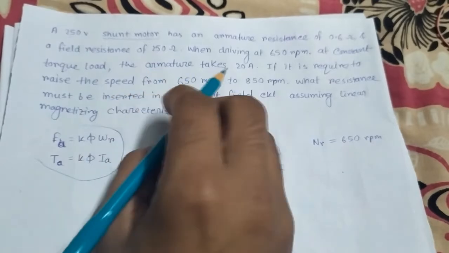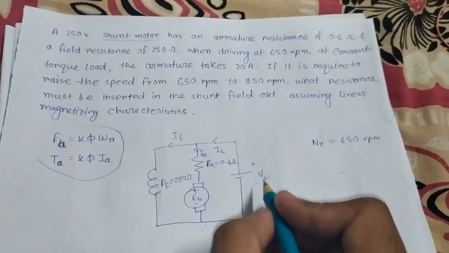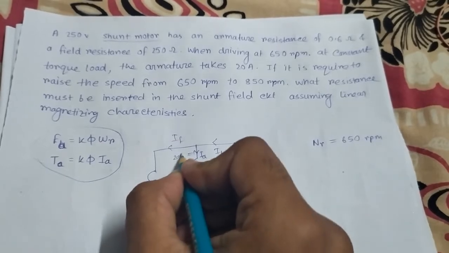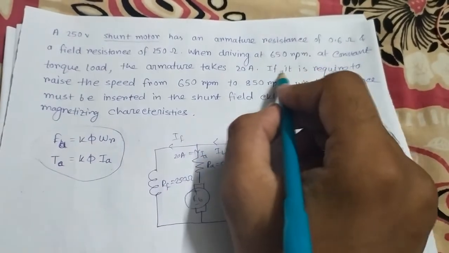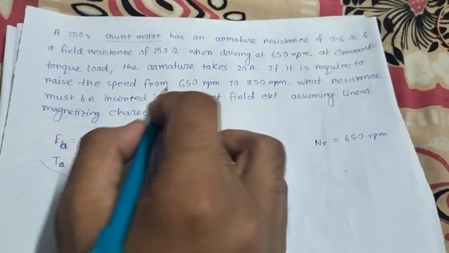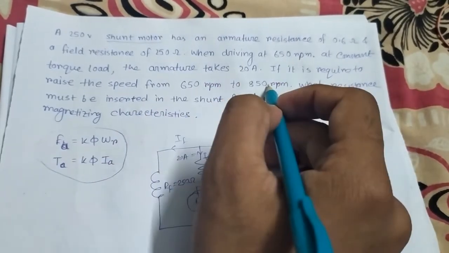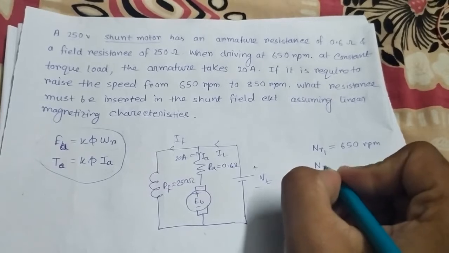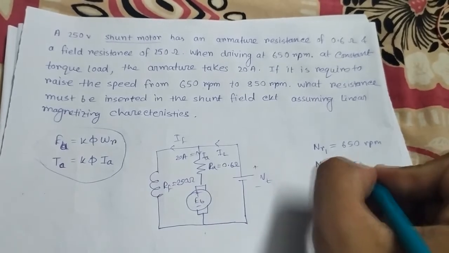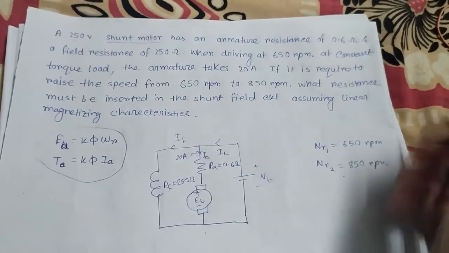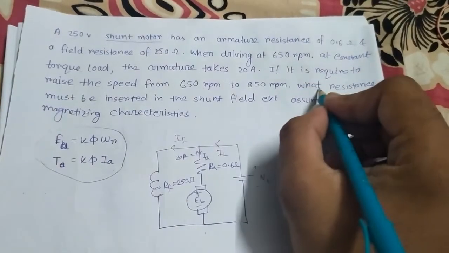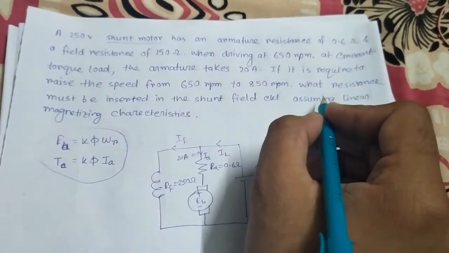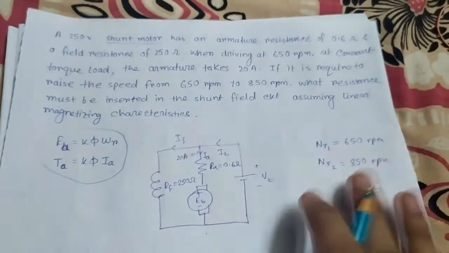Now the armature takes 20 ampere. Armature takes means IA is 20 ampere, right? If it is required to raise the speed from 650 rpm to 850 rpm, that means the speed here is NR1, and we are taking another speed NR2, that will become 850 later. Now the question asked: what resistance must be inserted in the shunt field circuit, assuming linear magnetizing characteristics?